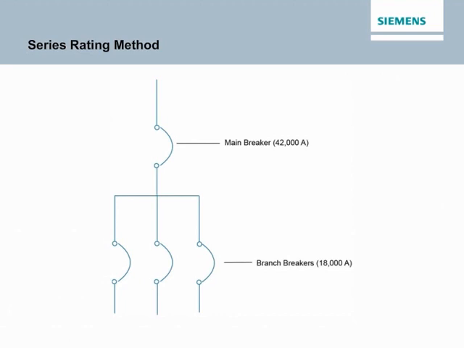Series rated breaker combinations must be tested in series in order to be UL listed. Siemens series rated breakers are listed in the UL Recognized Components directory, those are the yellow books, in Volume 1. Selected series rated breakers are also listed in the Siemens SpeedFacts catalog.